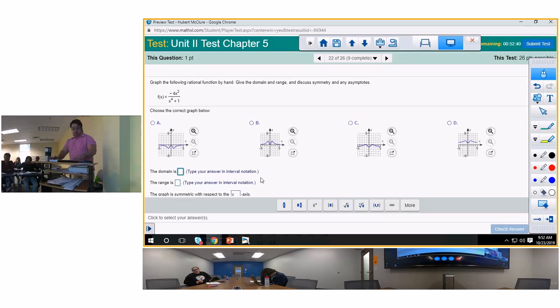Negative infinity. Let me do this because if I don't put parentheses, it's going to ask for parentheses. If I do put parentheses, it's not going to want parentheses. It looks like A.